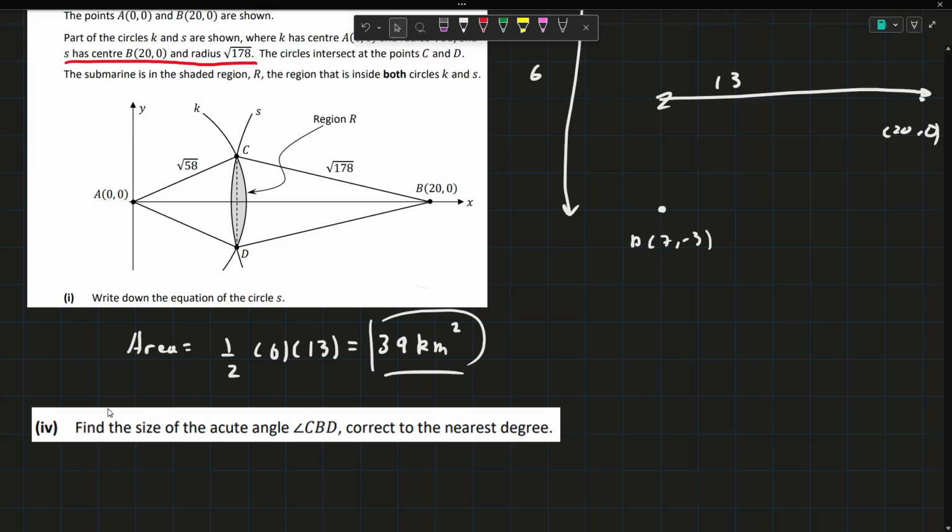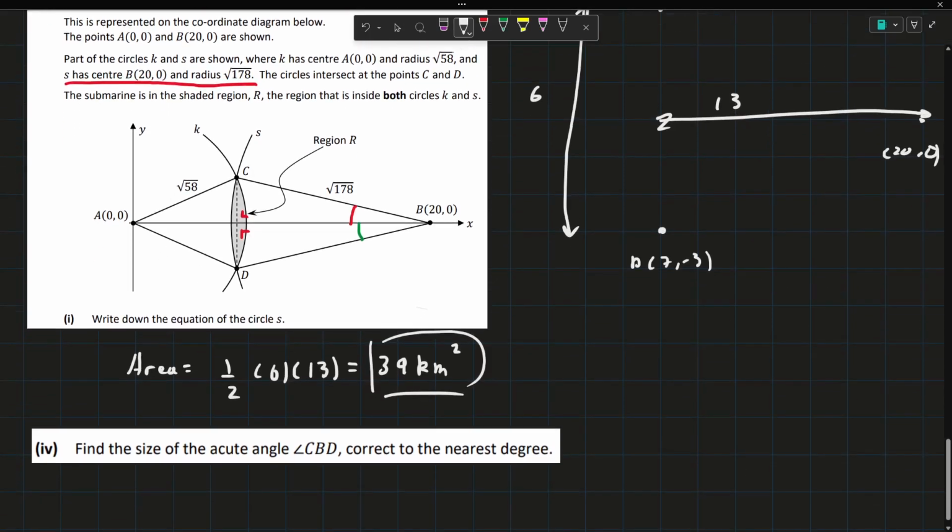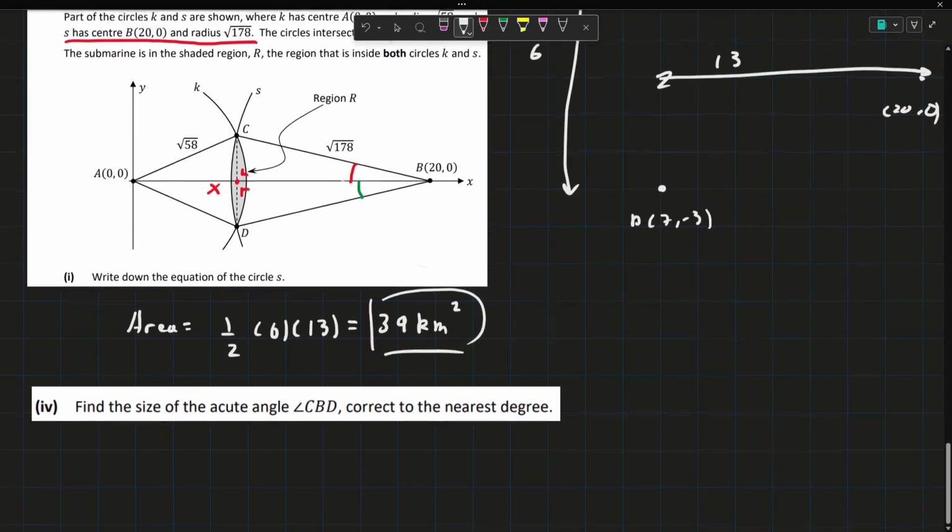Then we're told to find the size of angle CBD. The fastest way to do this is to notice that these two right angle triangles are congruent. So we can just find the size of this angle using simple trigonometry and then double it, because the green angle here is going to be the exact same. I'm just going to call this point here point X. So between C and X, the distance is 3.